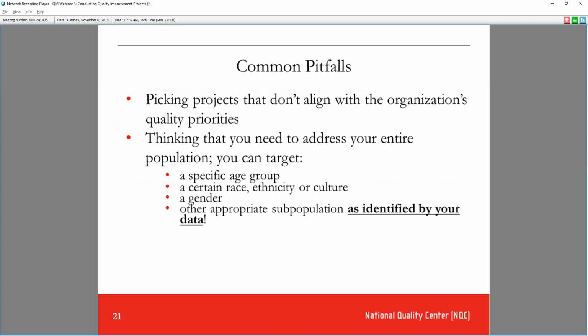Another thing that folks sometimes do is not understand the organization's quality priorities, or just don't pick projects that align with them, okay? You'd like to think that the organization in which you work has a decent set of priorities for their quality management program and for quality improvement that you can all fall into line with, embrace, and move forward with.